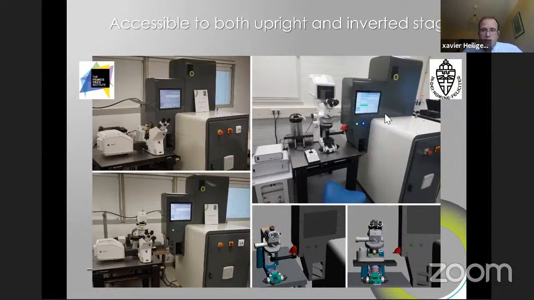At Radboud University, this is the opposite. They are not so much focusing on the live cell imaging, and they want to really spend some time on the cryo imaging, and therefore they focused the architecture of the microscope into an upright microscope for the cryo stage, and they use this inverting arm for the live cell imaging.